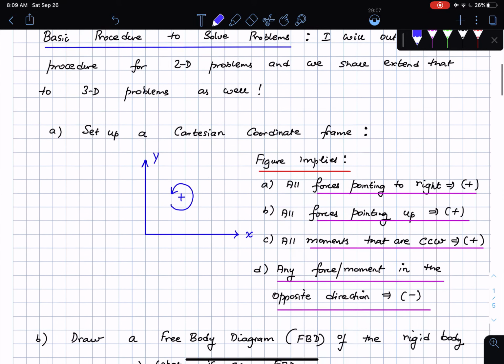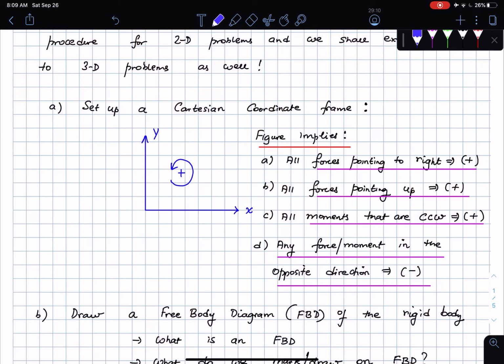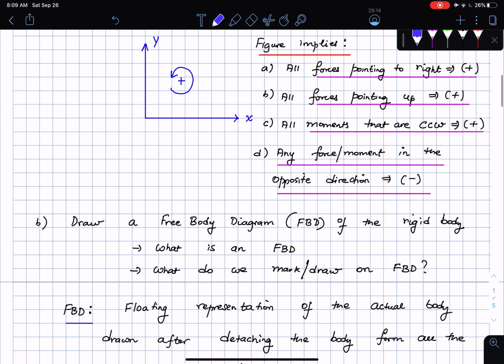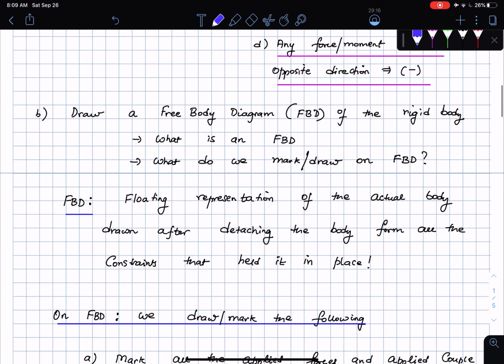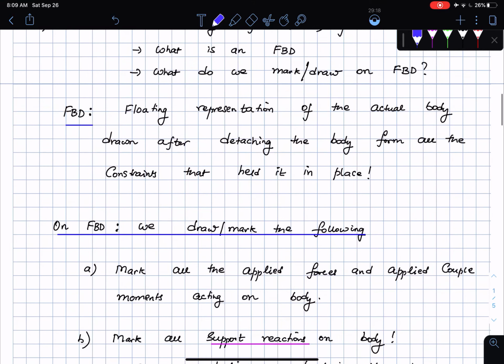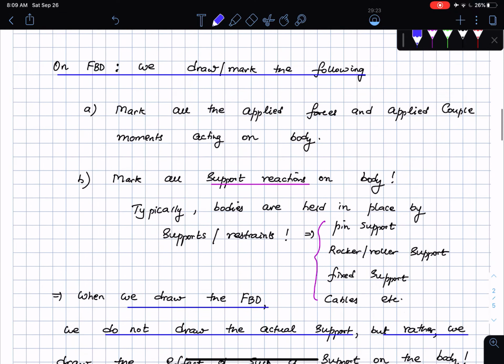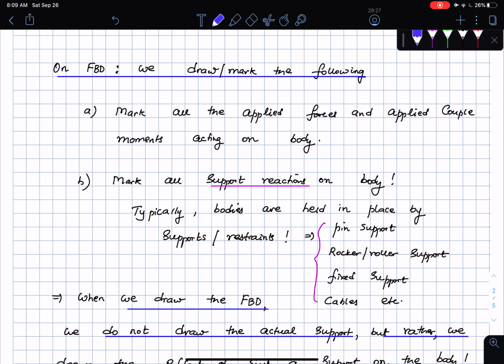What is the procedure? I set up a coordinate frame: positive x-axis, positive y-axis, counterclockwise rotations are positive. Then I draw a free body diagram. What is a free body diagram? It is a representation of the actual body but without any constraints holding it in place. Then on the free body diagram, you mark the following. You mark all the applied forces and couple moments, and then you label the dimensions. That is also important.